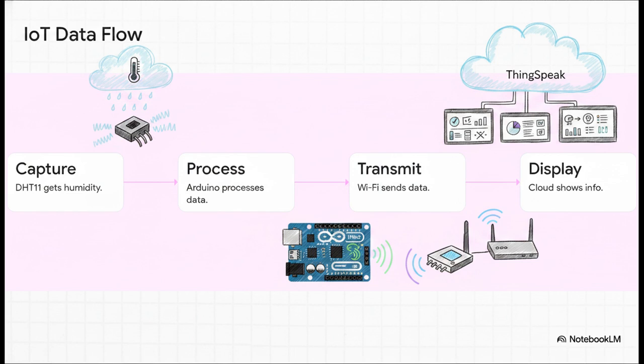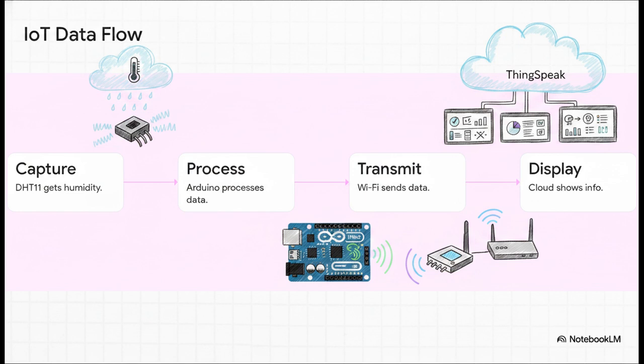Also, always verify your wiring before powering the circuit to avoid frying anything, and make sure those connections aren't loose. All right, moving on to step 3. The Arduino uses a Wi-Fi module, like an ESP8266 or an ESP32, to transmit that data over your network.